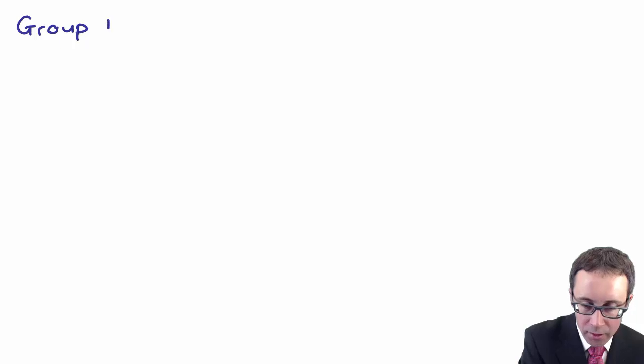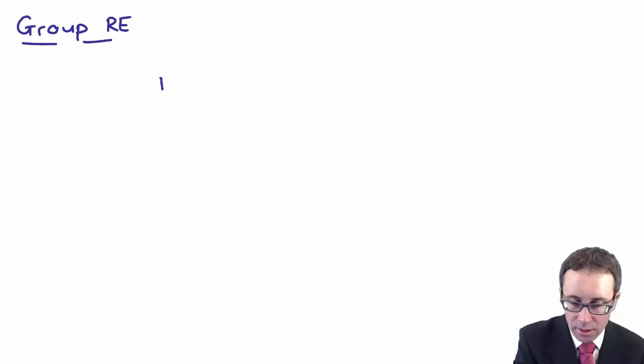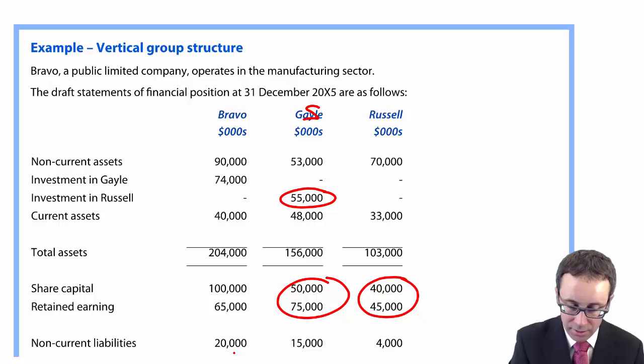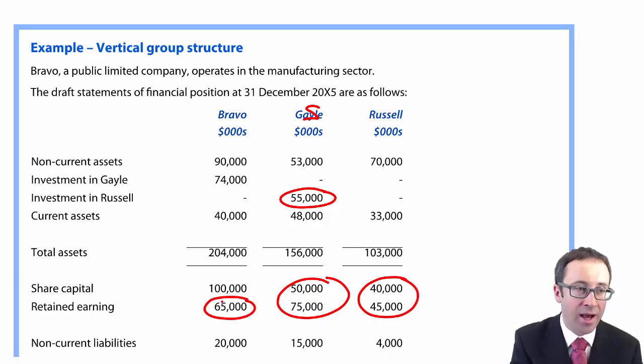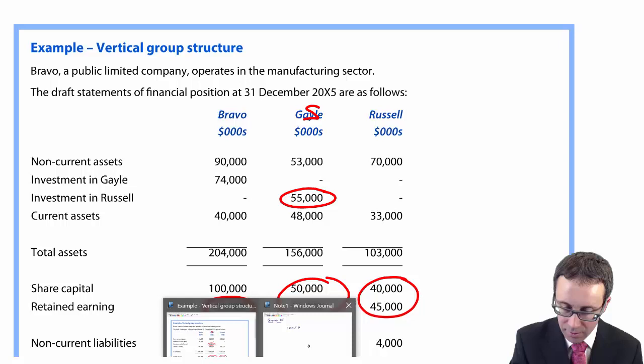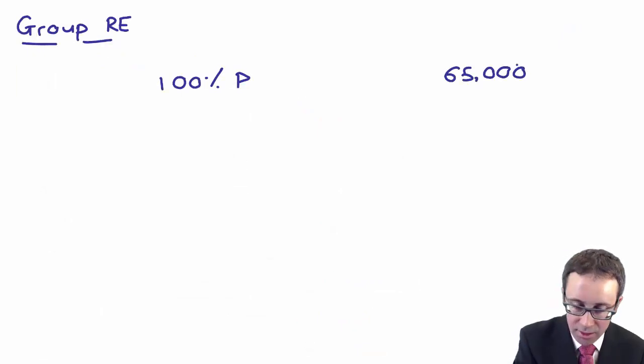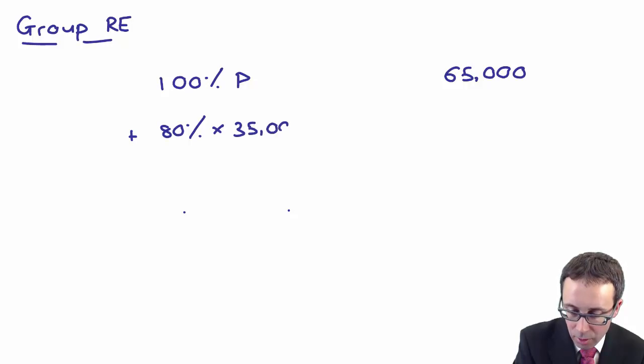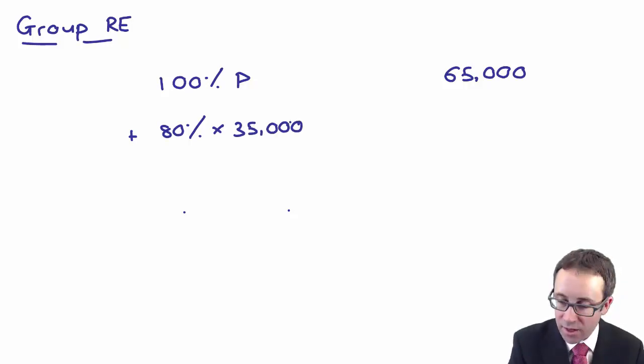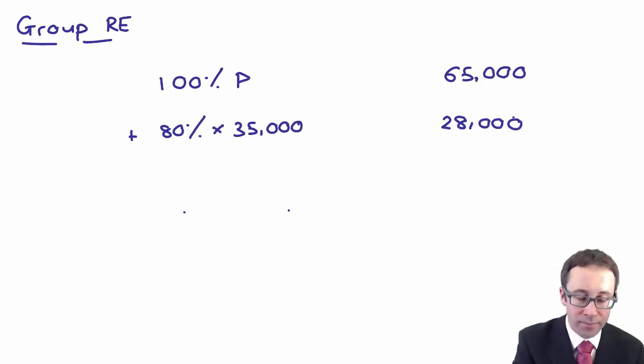Final working before we go through and perform the full consolidation is to look at the group retained earnings. So is that there 100% of the parent retained earnings? So the parent's retained earnings are there at 65,000, aren't they? So we put in 100% of P at 65. We add on 80% of Gale's post-acquisition, which is 80% of 35. I think that gives me 28,000.